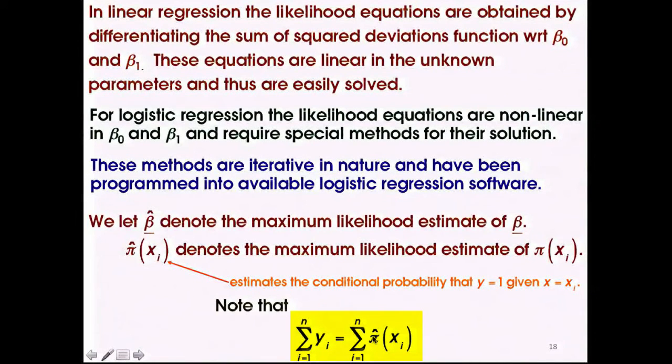Similarly, if you sum up the estimated probabilities from 1 to n, the sum of the probabilities is also the total number of people with y equals 1. Okay? So that's something to keep in mind, that the sum of the probabilities is equal to the sum of the y's. So this is a good place to have a break.